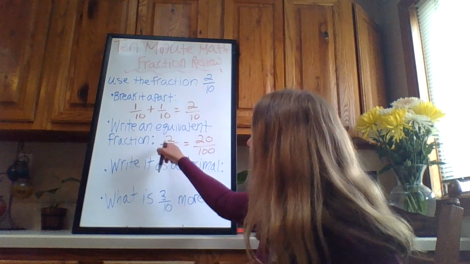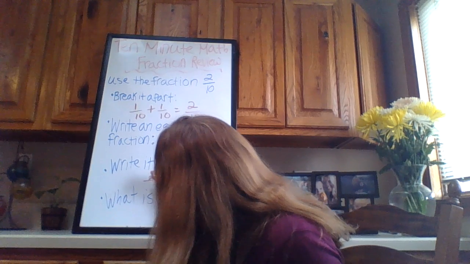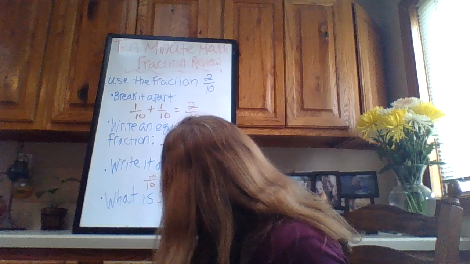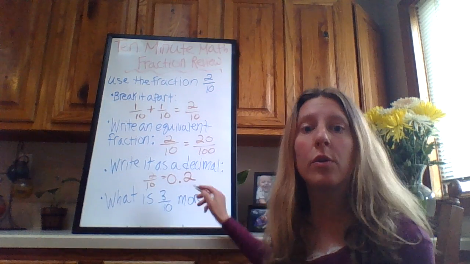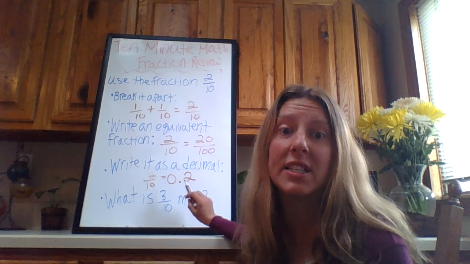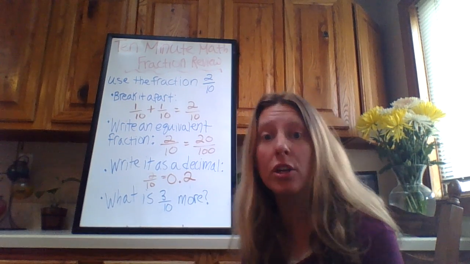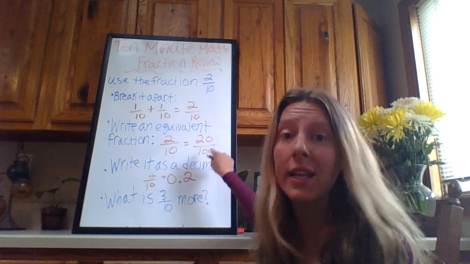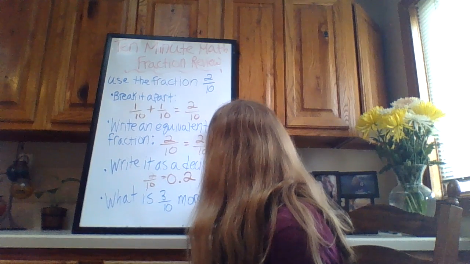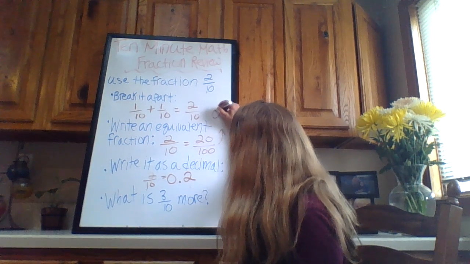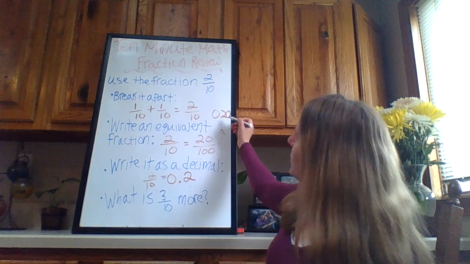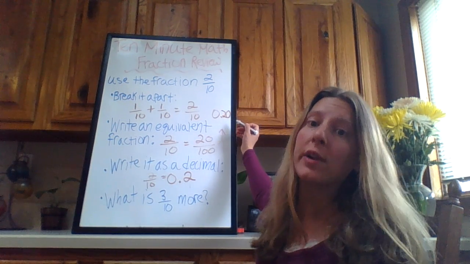And then write it as a decimal. So 2/10 equals 0.2, because we know the first digit to the right of a decimal would be our tenths. And to review hundredths, if I were to write 20 hundredths as a decimal, I'll do that. Why don't I do that right here? So that would be 0.20. So I'm just adding a 0 to show hundredths.